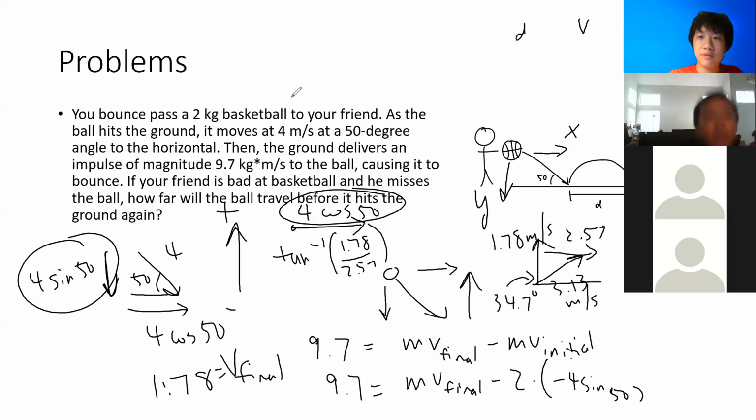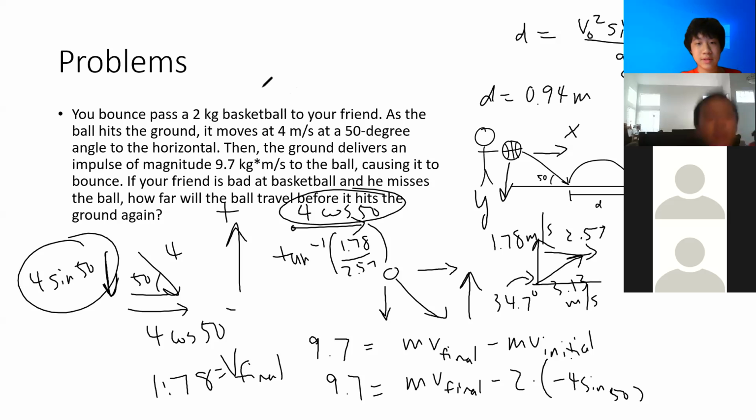So now we just use the range formula to calculate how far it will go. Range formula, if you remember, it's v0 squared sine of 2 theta over g. So theta is going to be 34.7. So sine of 2 theta multiplied by v0, 3.13 squared, over 9.8. So distance will be 0.94 meters.